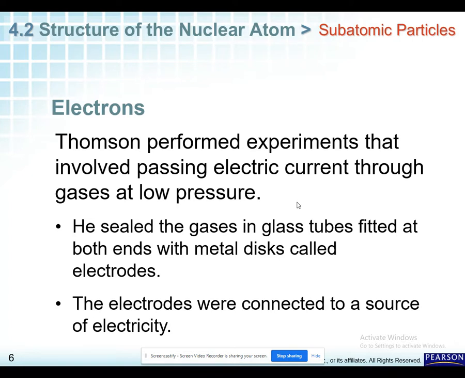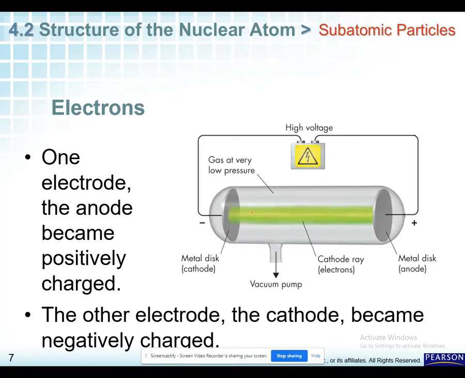So Thomson performed experiments that involved passing an electric current through gases at low pressure, and he sealed the gases in a gas tube, and I'm going to show you a picture of the tube in the next couple slides. And at each end, he put a metal disc called electrodes. And those electrodes, he hooked up to a source of electricity so that electricity flowed from one electrode to the other. So here is a good picture of his experiment.